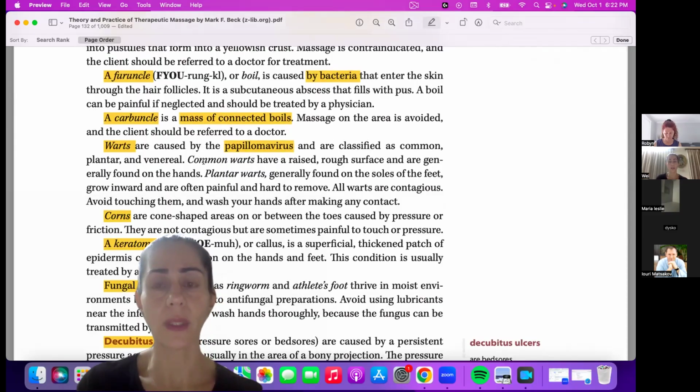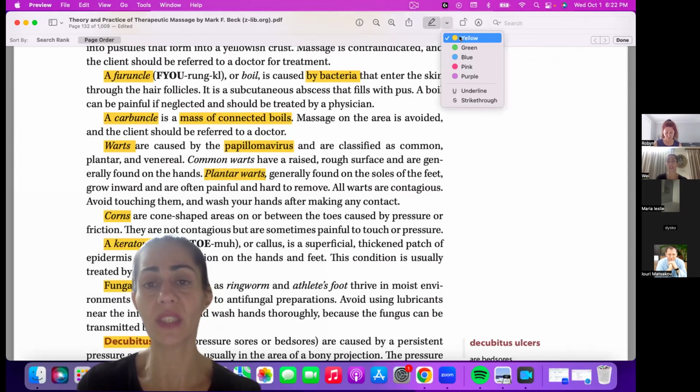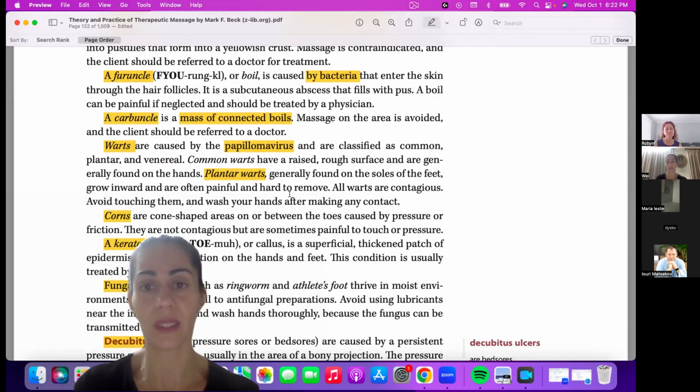Common warts, you can find those on the hands, and you have plantar warts. Plantar warts are very common on the feet. If you walk in the gym barefoot or use public bathrooms, you can probably get them. Common warts and plantar warts.